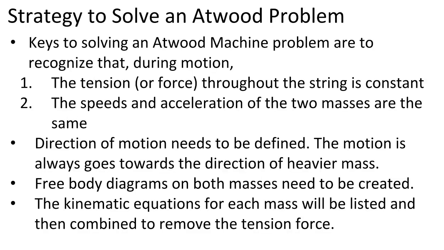Some strategies to solve an Atwood problem: since there's only one string in the entire system, the tension throughout the string has to be constant. It has to be the same value on both the left and right side of the machine. The second key point is that the speed and acceleration of the two masses are the same, and we say that because we define a system that consists of both blocks and the string. Some general rules are that the directions need to be defined, the motion always goes towards the direction of the heavier mass, and free body diagrams and equations both have to be created.